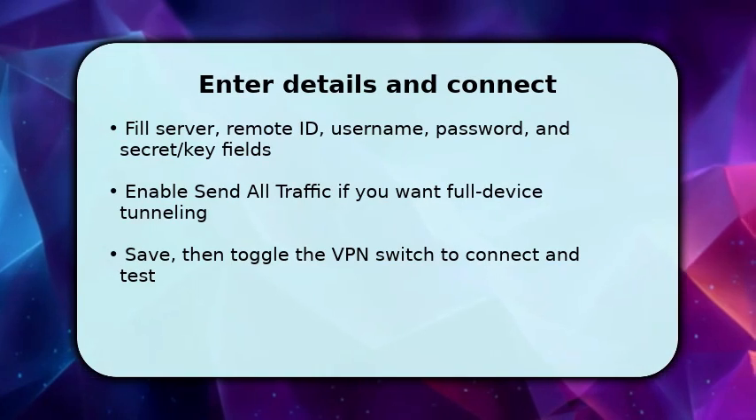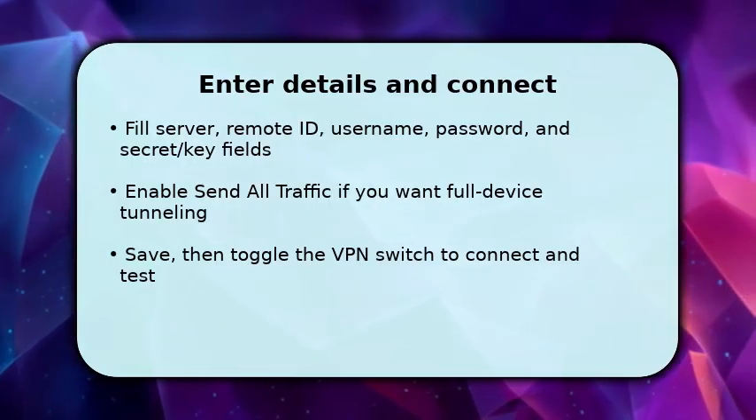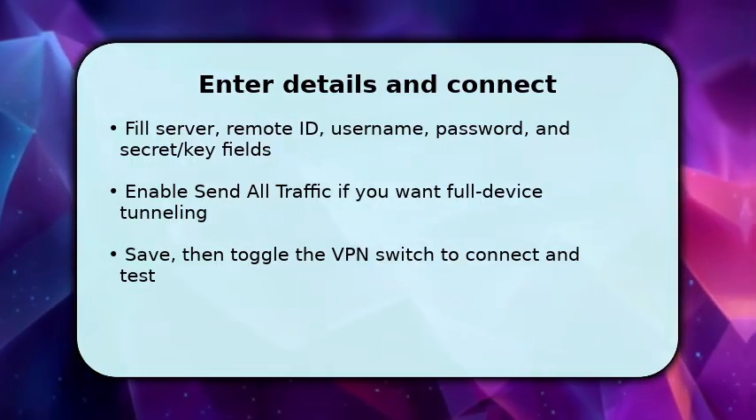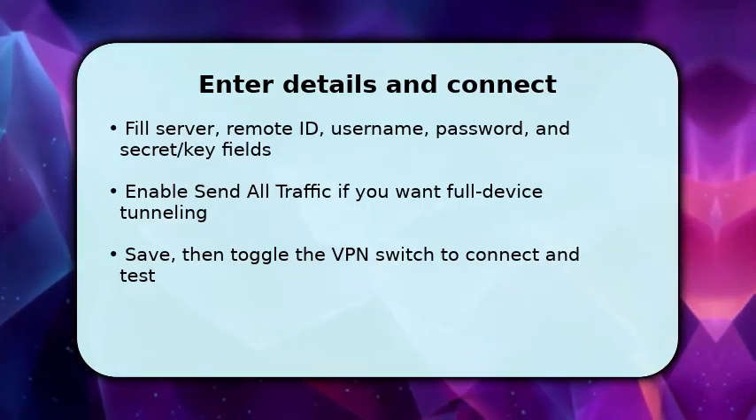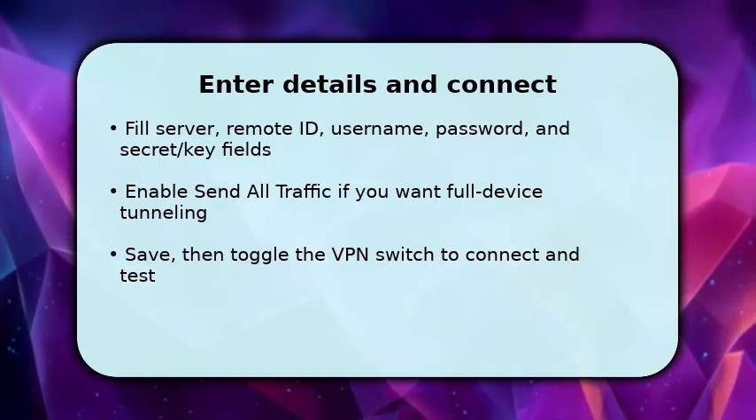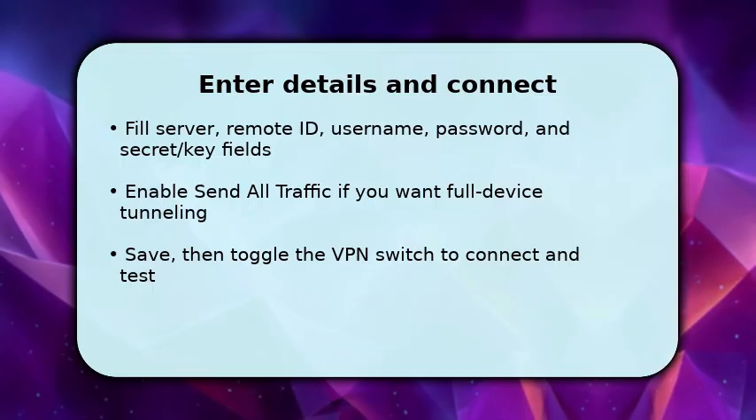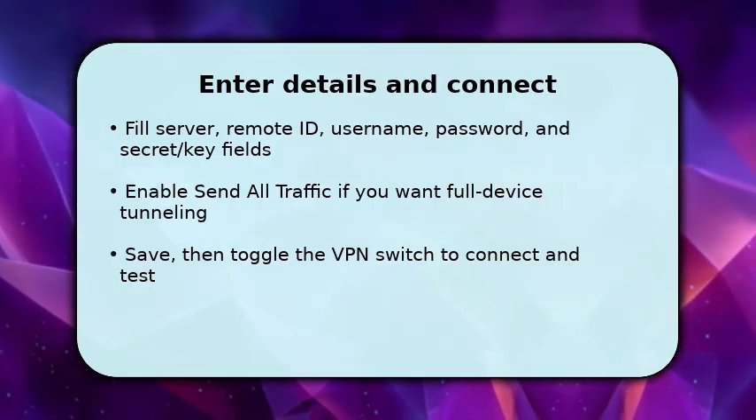You now enter the details precisely. Paste or type the server address, remote ID, account name, and password. If the provider gave a shared secret or certificate, install or enter it as instructed. Once saved, decide whether to enable Send All Traffic. This routes every app through the VPN for privacy. Leave it off for split tunneling if supported.